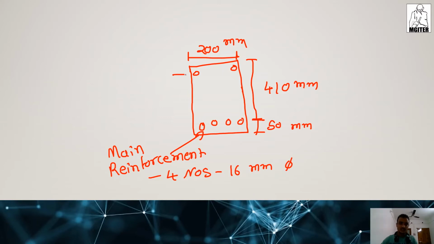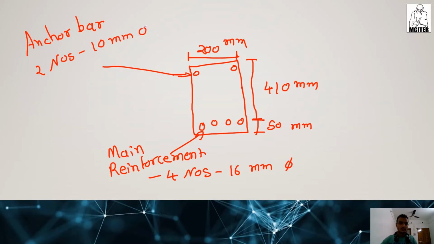Okay, then these are anchor bars. Anchor bar is 2 numbers of bar with 10 mm diameter. These are the cross section of the beam which we designed at this stage. Okay, these are the cross section of the beam.